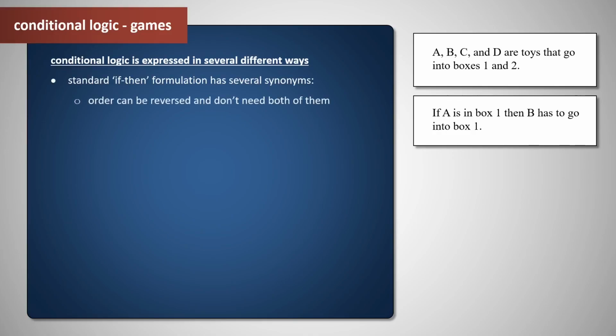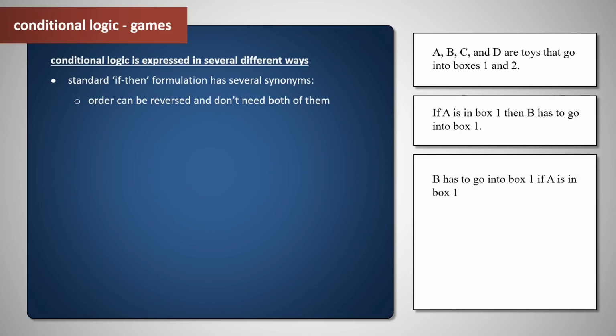It has several synonyms. So the order can be reversed, and you don't need both of the indicators. You don't need both if and then. You could also start with the then part in the beginning of the sentence. So for example, B has to go into box 1 if A is in box 1. Saying the same exact thing as our rule, if A is in box 1, then B has to go into box 1, but it's just expressed differently.